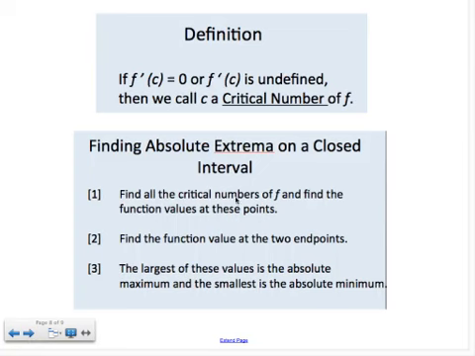Okay, so having that proved helps us. Let's define a concept here. If f prime of c is 0, or f prime of c is undefined, then those are called critical numbers of your function f, because chances are some critical things are going to happen there. So we have a word that means critical number, and this will lead us into how to find absolute extrema on a closed interval.